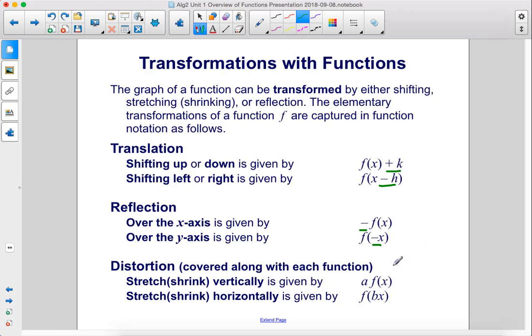Distortion, which is covered along with each function. To stretch or shrink vertically is given by a times f of x. To stretch or shrink horizontally is given by f of b of x. In this case, a is outside of the function, and in this case, b is inside of the parentheses.